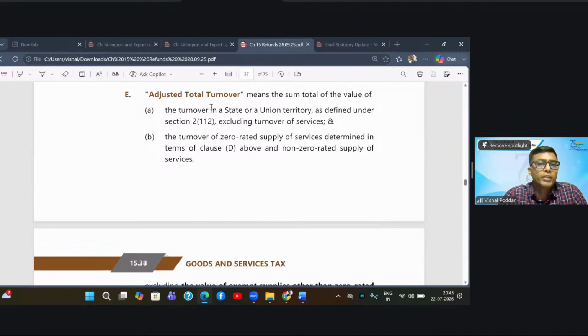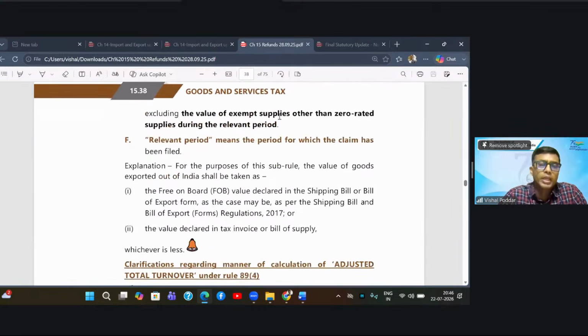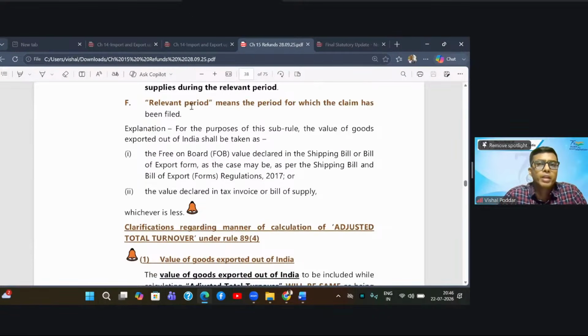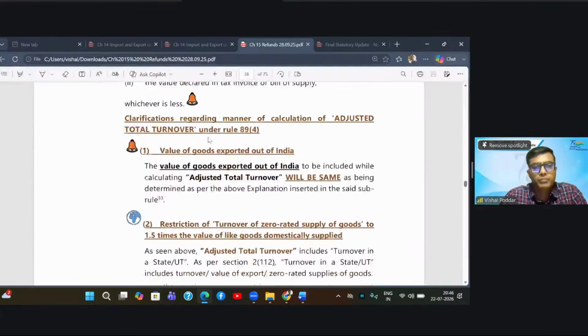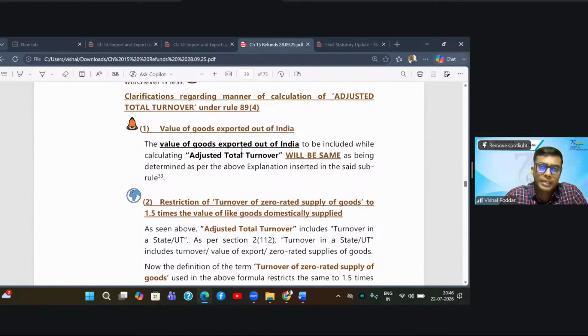In denominator, you take the adjusted total turnover. So adjusted total turnover, student, means your total turnover, excluding the value of exempt supplies other than zero rated supplies. Now, what is the relevant period? The relevant period means the period for which you are filing the refund claim. Now, there are some clarifications regarding the manner of calculating the adjusted turnover.